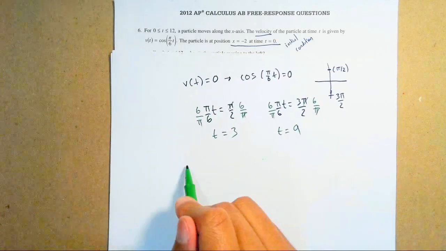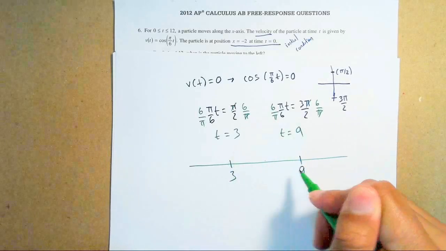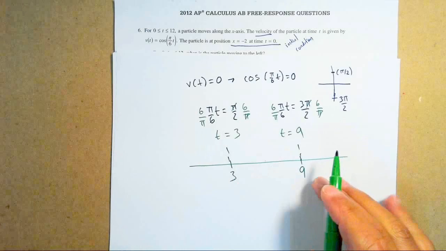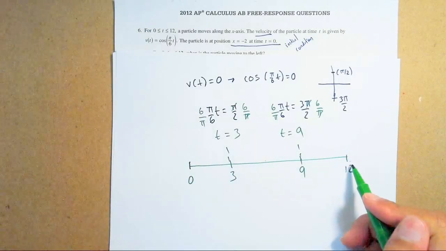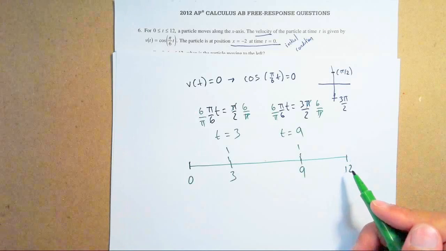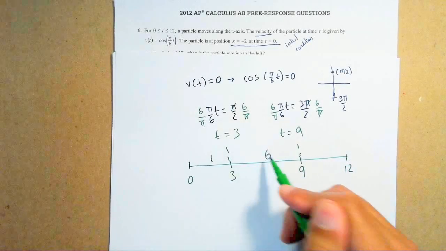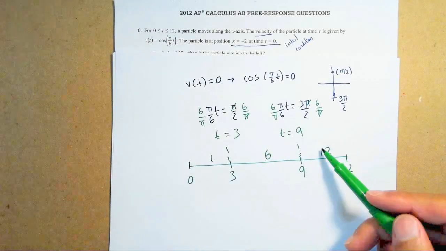My next step is to put these values on a number line: 3 and 9. I have to check values on the left, middle, and right. But we have to remember that they're asking us from 0 all the way to 12, and I can pick 0 and 12 because it says less than or equal to. So on the left side I'm going to pick 1, then I'm going to pick 6, and I'm going to pick 12. The reason I'm picking 12 is that when I plug 12 into this equation, it's going to be easier to work with.